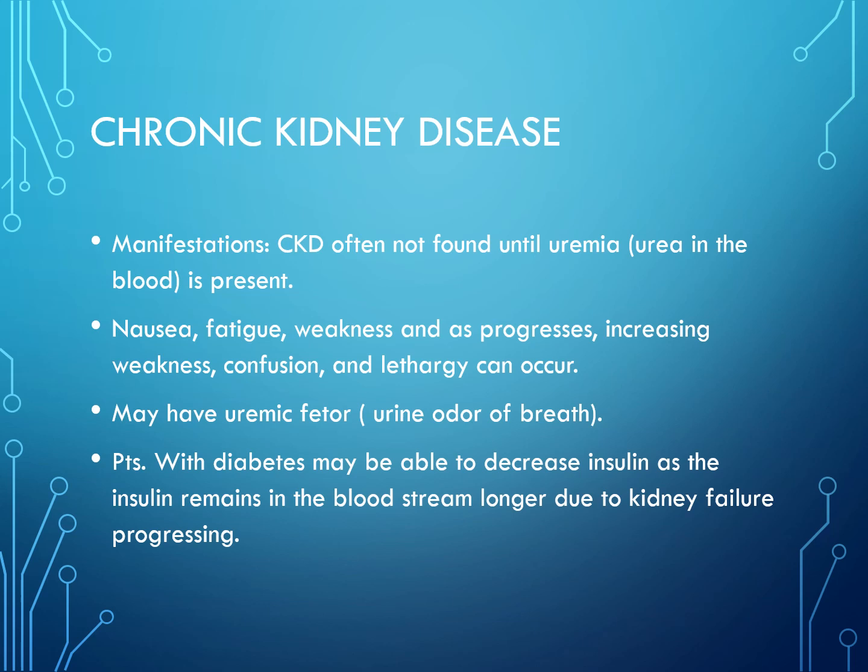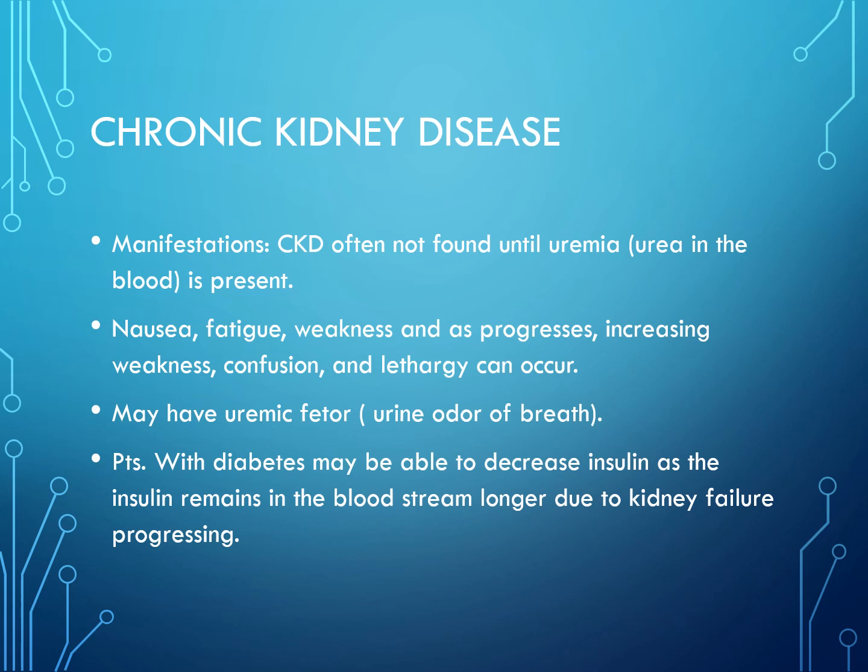So again, I talked about some of the manifestations. Chronic kidney disease may not be found often until uremia is found in the blood. And again, I've already talked about the nausea, fatigue, weakness. But they may have a uremic fetor, which is a urine odor of the breath.